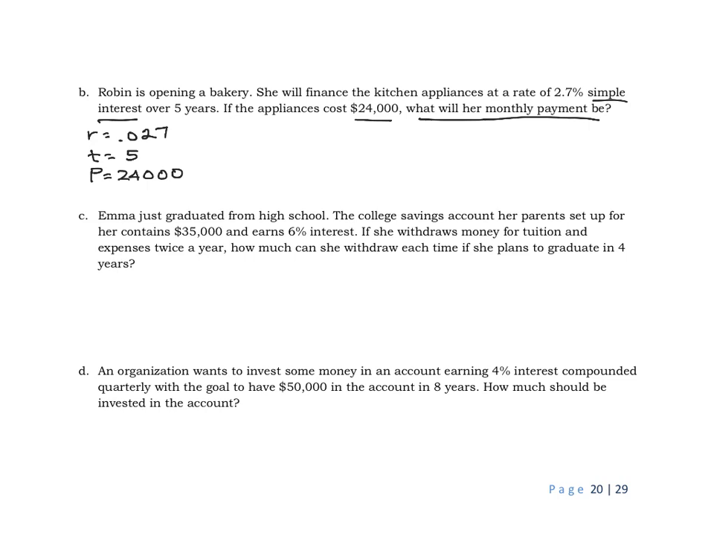Well, we can't figure out what that monthly payment will be without figuring out how much Robin will owe in total. So let's do that. You've got principal times 1 plus the rate times the time. And Robin will owe $27,240. This is clearly not Robin's monthly payment.